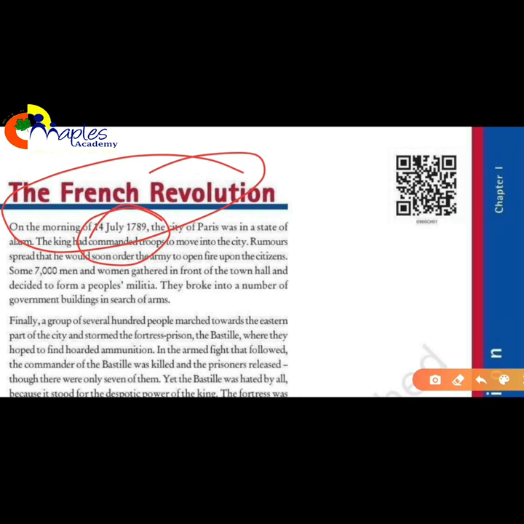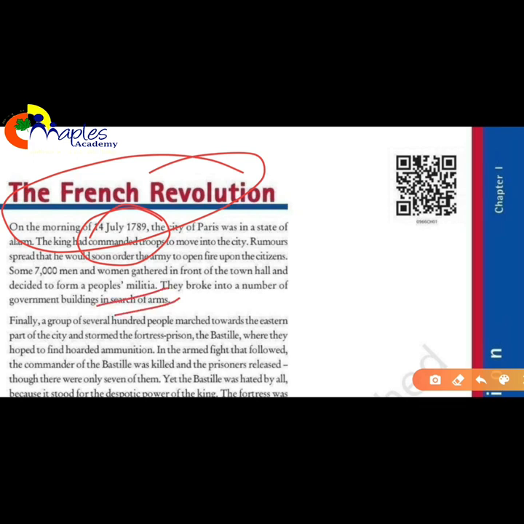There was some indiscipline in the city, so the king sent his soldiers to check it. At the same time, rumors spread that the king was sending soldiers to kill the common people. It was only their presumption, but the people thought that the king had sent the soldiers to kill them. So they thought to form their own people's militia. What is a people's militia? A people's militia is a People's Army.